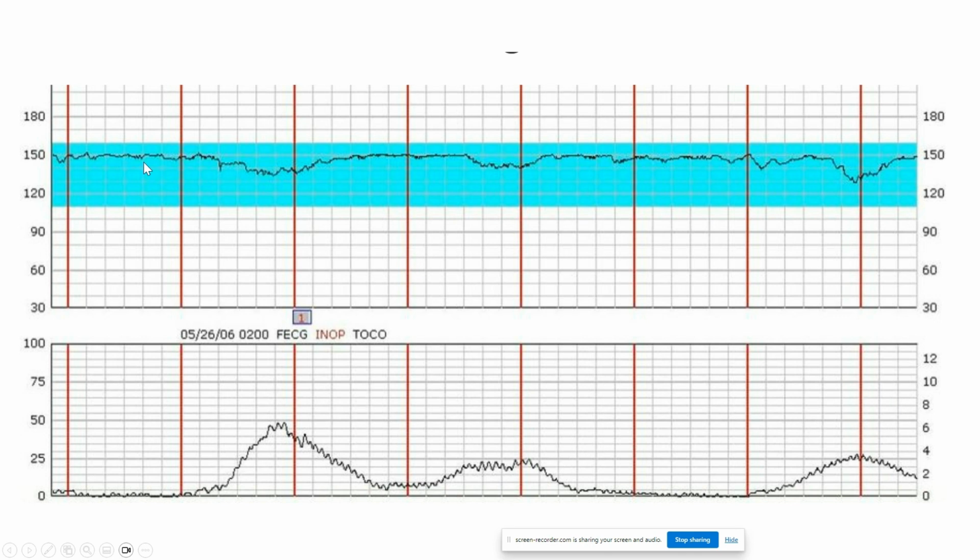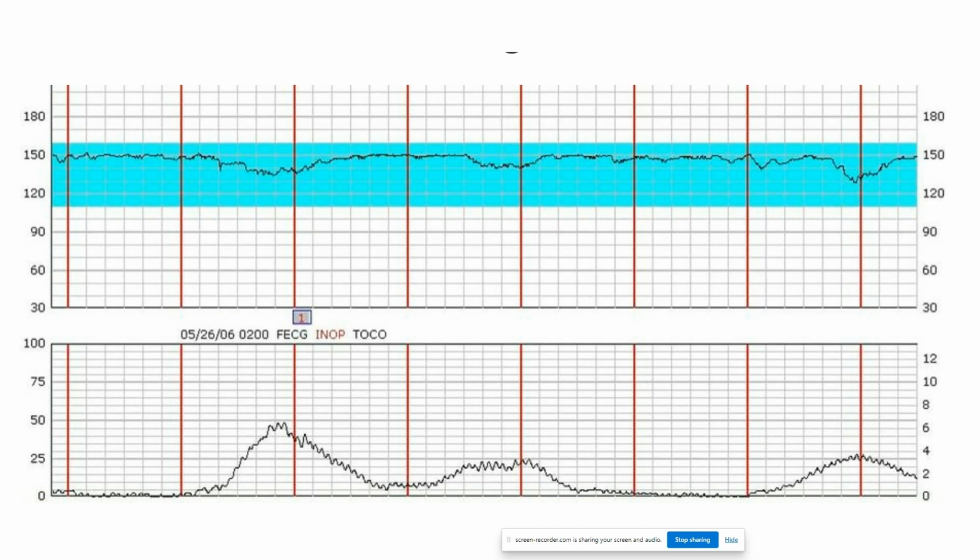Now, as you can see, every time mom has a contraction, there's a little bit of a deceleration, but by the time it finishes, it's back to the baseline. Same with this one. Look at this contraction here, and we see a dip that's mirroring it, and same here. So this is an example of an early deceleration, or 3 early decelerations. We're not worried about this.